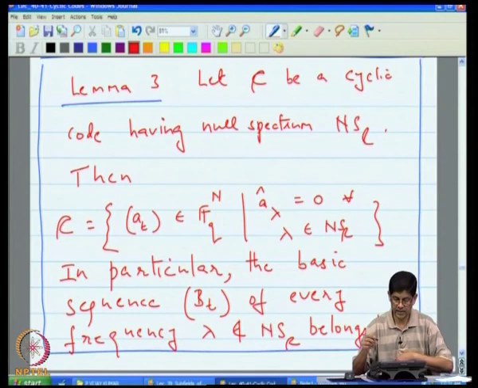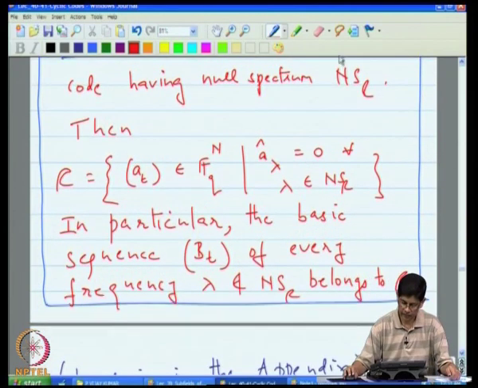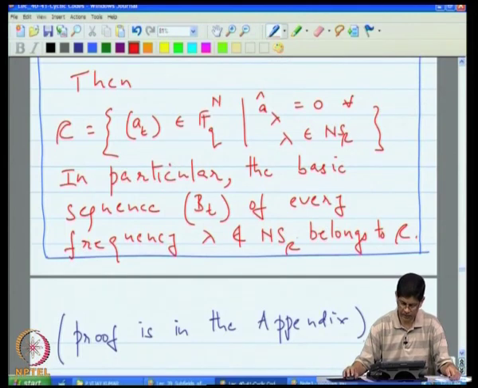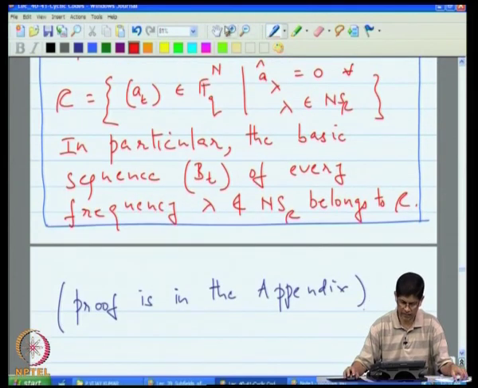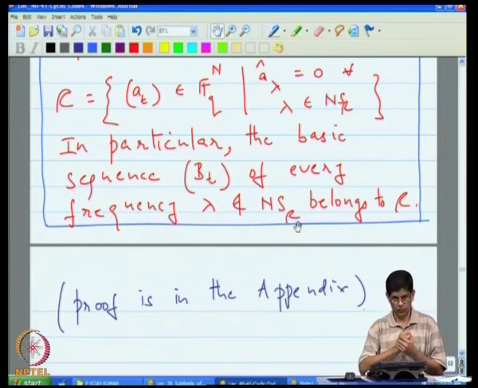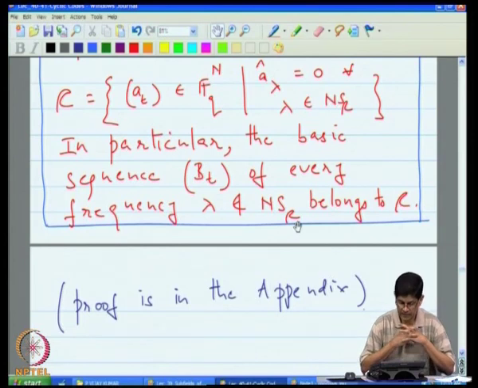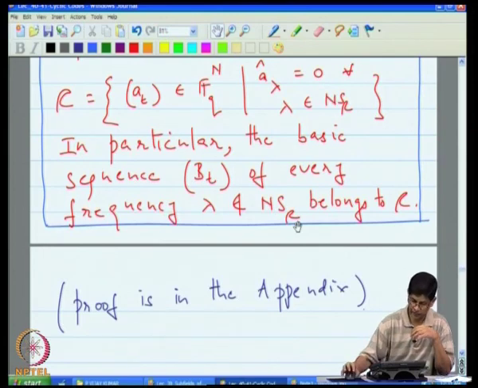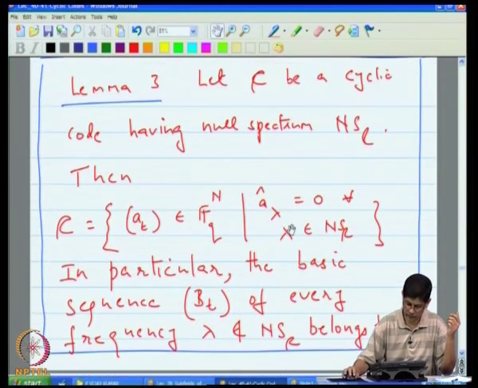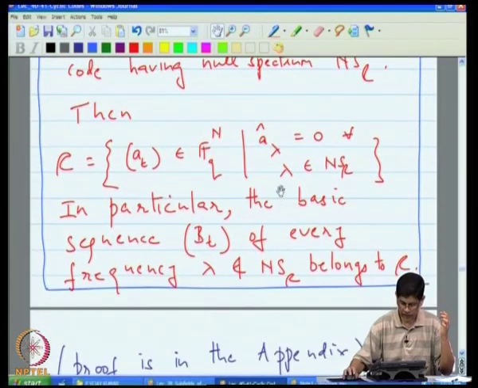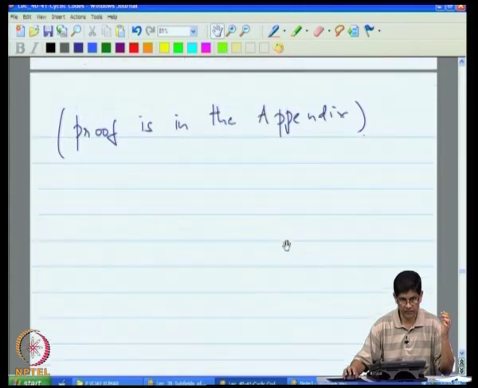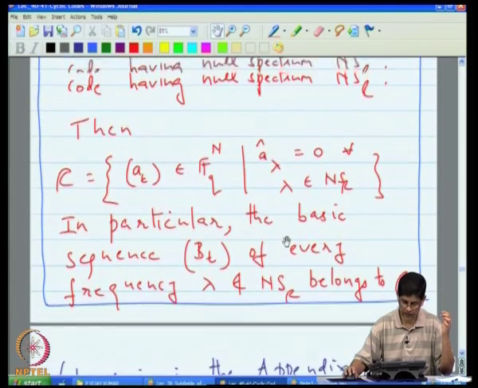So, in this sense, given a null spectrum, there is a unique code that is associated to it, and in particular the basic sequence of every frequency lambda not in the null spectrum belongs to the code. That is a side comment. I think I will ignore that for now. I do not believe the way I am presenting it that we will call upon it. If I need to, I can always come back to this. The proof is in the appendix, so I will not actually go through that.